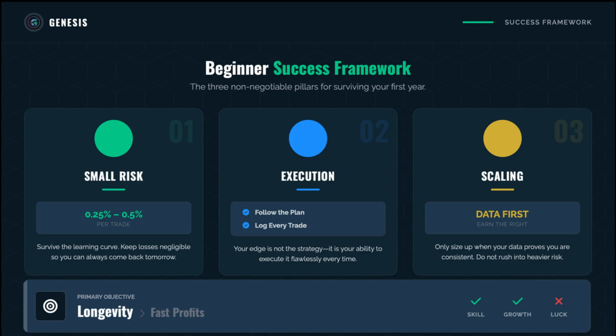Number 2, execution. Your edge isn't some secret strategy. It's your ability to follow your plan and log every trade. Most beginners lose because they change rules mid-trade. Number 3, scaling. Scaling is data first. You don't size up because you feel confident. You size up because your journal proves you're consistent. And the bottom line of this whole slide: primary objective is longevity over fast profits.